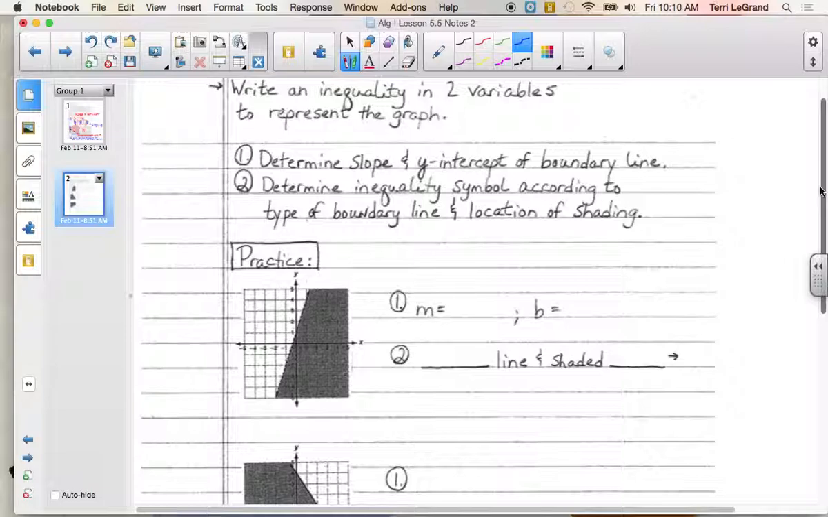Okay. And then number 2, now we have to decide what kind of inequality symbol to use, and we have 2 things to look for. Is the line solid or dashed? So in other words, should it have the equal to bar or not? Is it shaded above or is it shaded below? Okay. So, number 1.